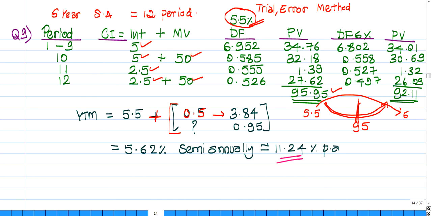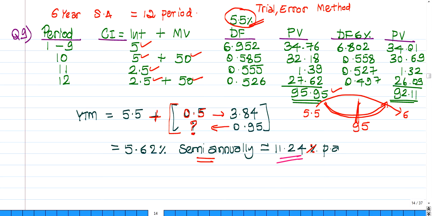95.95, we have to stop at 95. So what is the discounting factor for 0.95? We will get to know 0.12. So total 5.5 plus 0.12, 5.62 percent semi-annually. Very important: semi-annually we have to convert, we cannot use it as a percentage because it is used only for per annum. So 11.25 percent per annum.